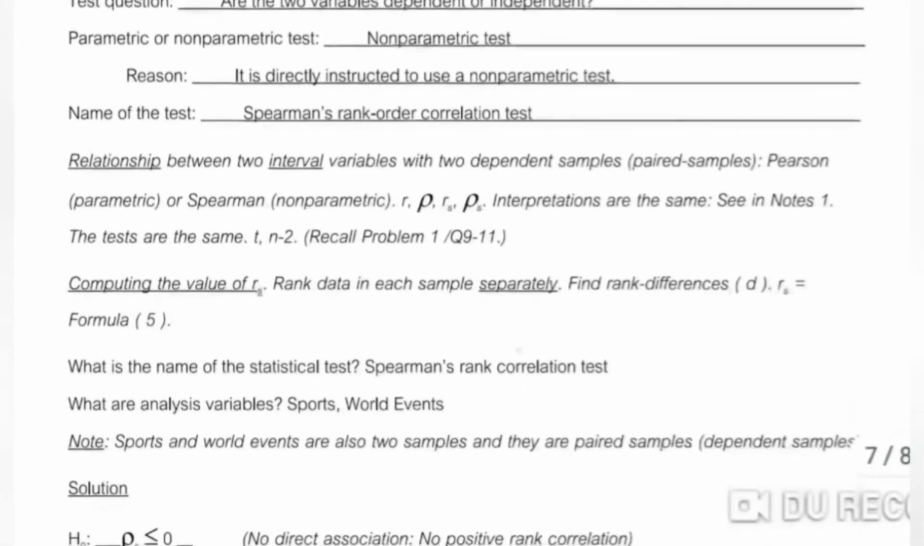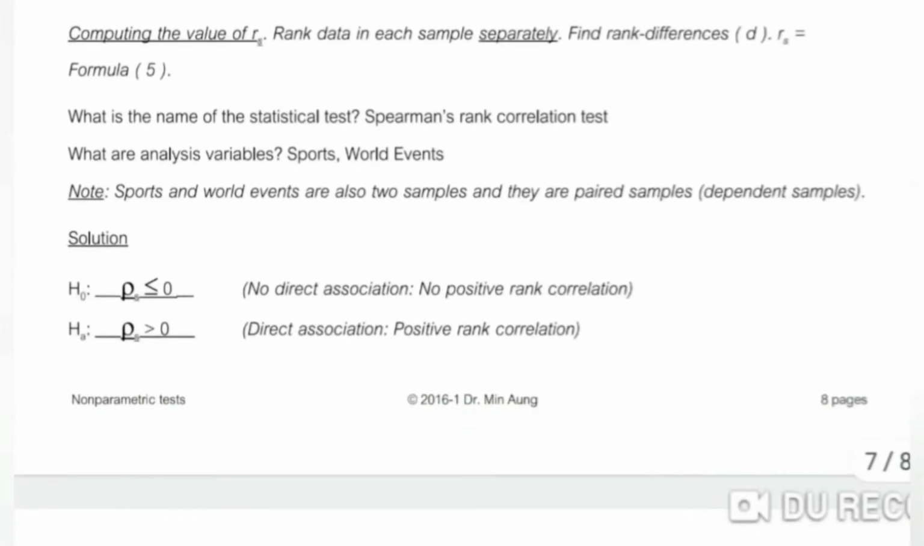Now, if you remember the Pearson test, you can write the same H0 and HA, but you must not forget the subscript S for Spearman. The problem asks to test whether a direct relationship exists or not. A direct relationship exists: rho S is positive, that is HA. Rho S is not positive, that is H0.